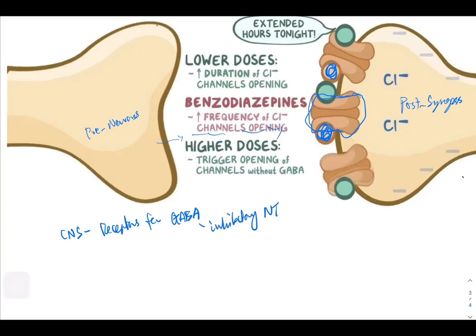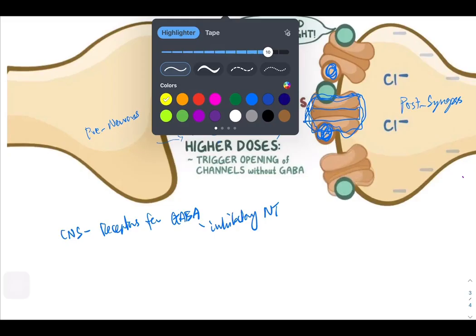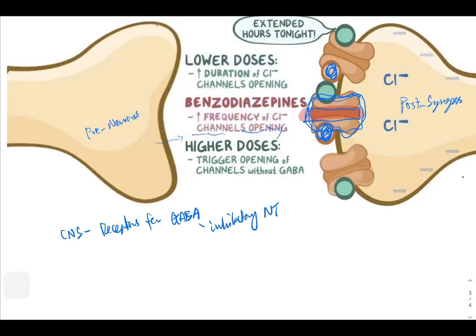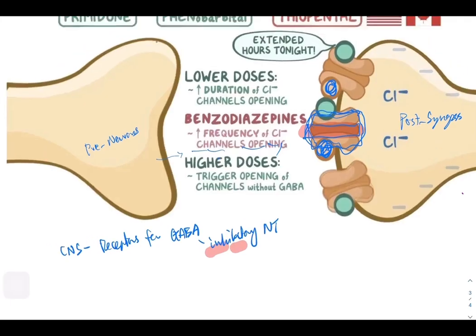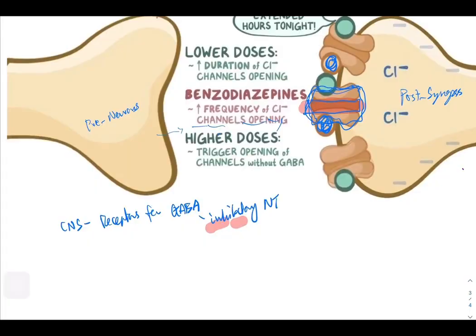GABA will interact with these receptors and open up a channel. When this channel is opened, chloride ion will flow through it, because this channel is designed for chloride ion. GABA only attracts chloride to flow through this channel. Chloride, Cl minus, is inhibitory. So that's how it works. So how do barbiturates or benzodiazepines play a role in this? Well, this is what happens. Let me explain.